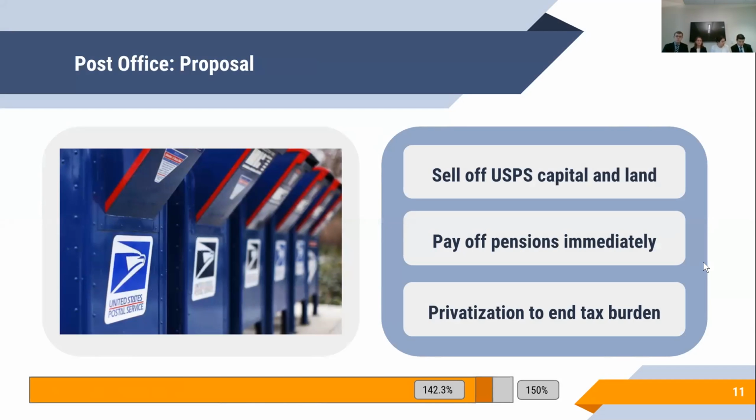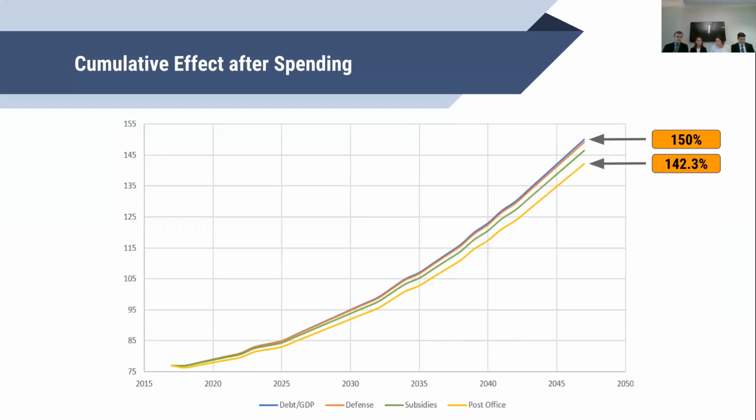Finally, privatization would result in the government not being on the hook for postal service losses and a potential bailout. In total, we estimate this would reduce the debt to GDP ratio by 4.2%. After taking into account all of our spending policies, the final debt to GDP ratio in 2047 would be 142.3%.